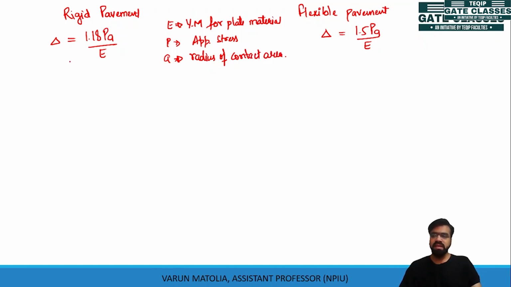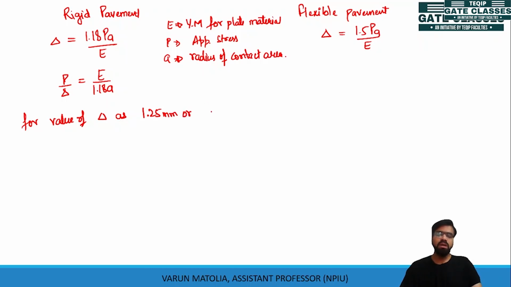So from this relationship, we can say P by delta equals E by 1.18 times A. For a value of delta as 1.25 mm or 0.125 centimeter, we can write this equation as K is equal to E by 1.18 times A. We can take A here, K times A is equal to E by 1.18. This is a constant.